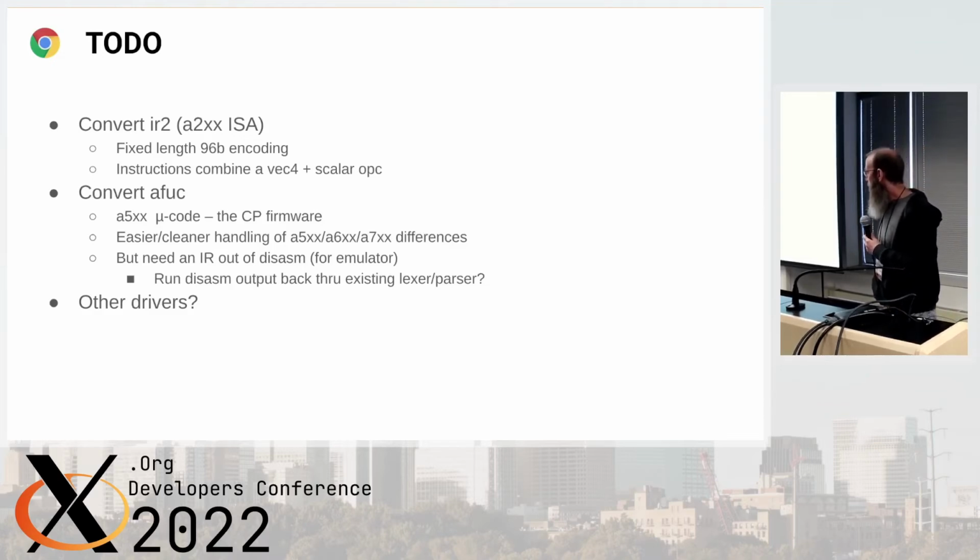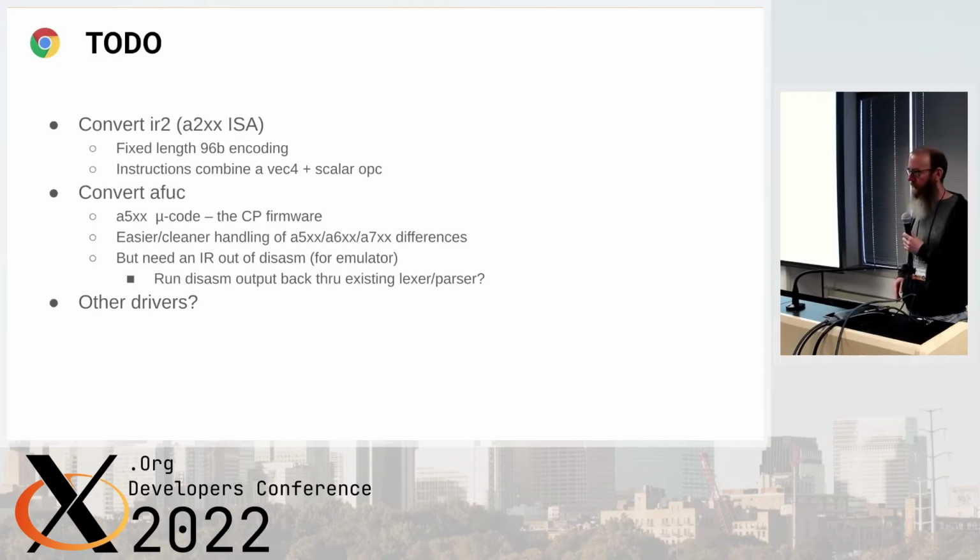We have an assembler and disassembler for the Adreno 5 microcode firmware. At some point, I'd like to convert that over as well. Although with that, we have the extra constraint of actually wanting to get an IR, not just disassembled text, out of the disassemble path, because for various reasons, we actually execute the bootstrap code of the firmware in order to properly locate the jump tables and things like that.